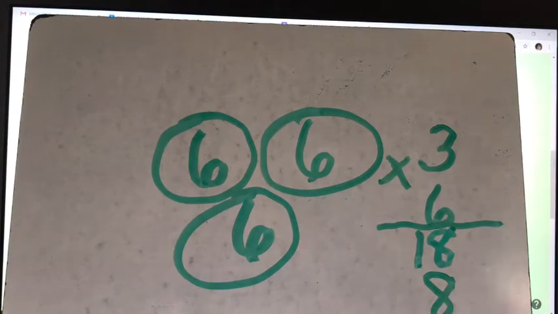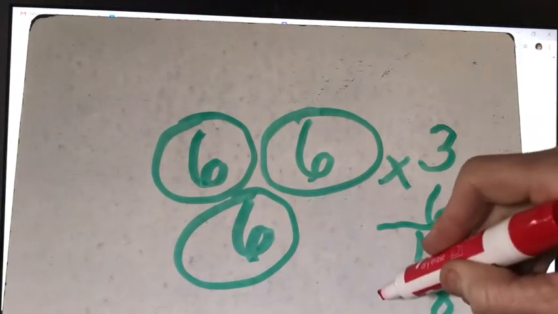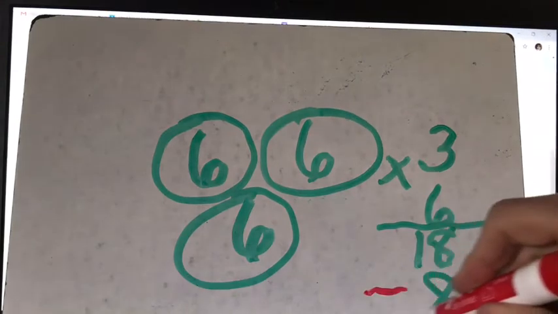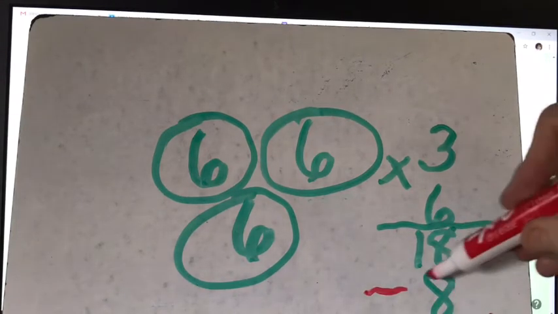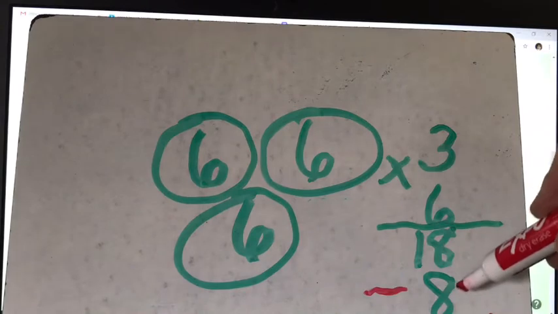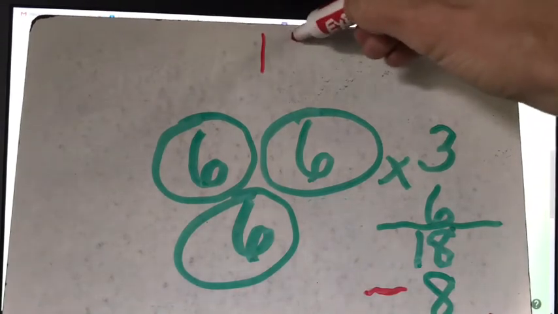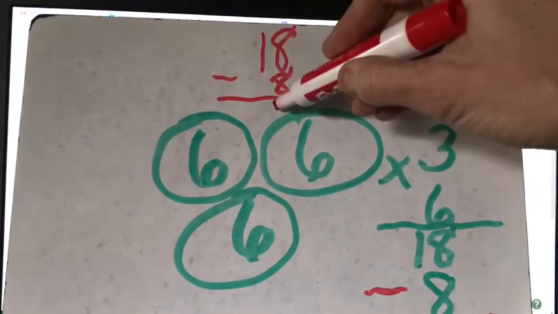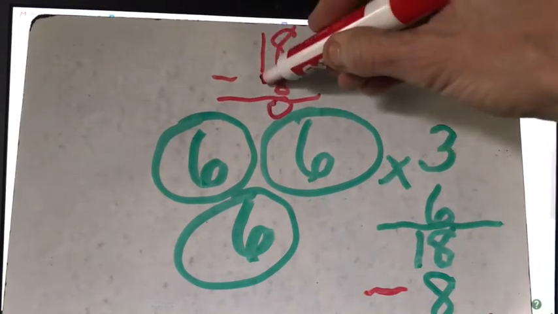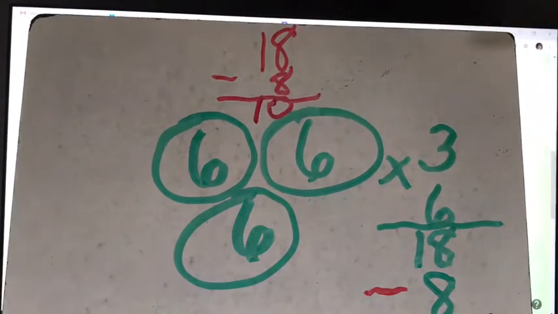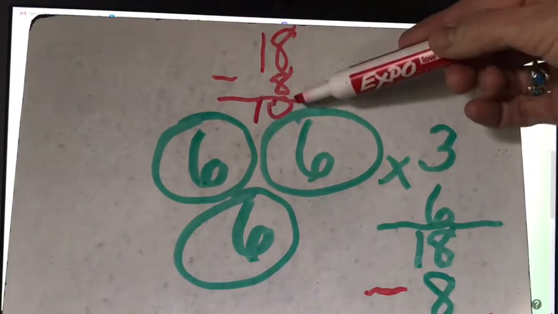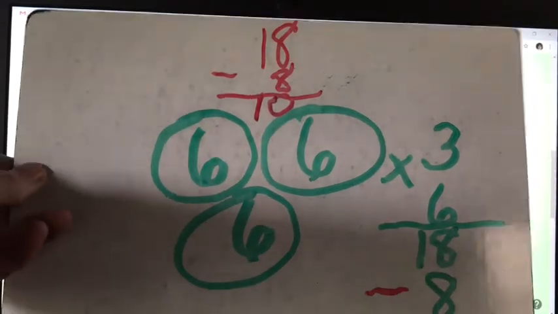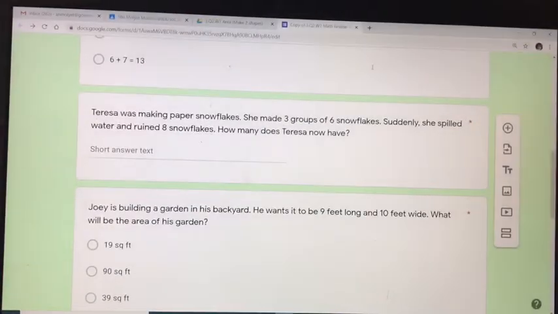Then it says that she loses 8 of them. So 18, and if you get rid of it, you're minusing 8. So if I have 18 and I minus 8, 8 minus 8 is 0, and 1 minus nothing is still 1. So 18 minus 8 will give me 10. All right, so she now has 10 snowflakes after she spilled water and ruined 8 of them.